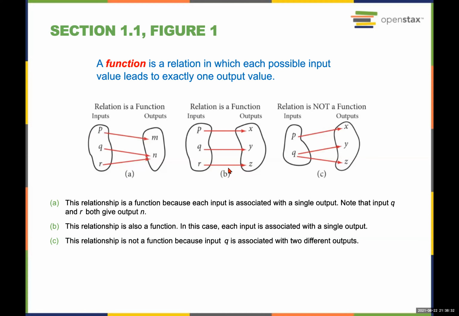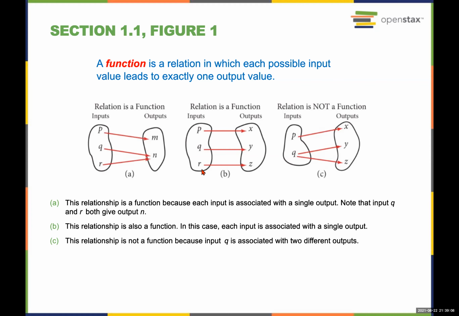So the first one, we learn about the function, and we know that a function is a relation in which each possible input value leads to exactly one output value. So we have 3 examples here, A, B, and C. Letter A, if you notice, we have the inputs P, Q, and R, and look at the outputs M and N. So this relationship is a function because each input is associated with a single output: P to M, Q to N, and R to N.